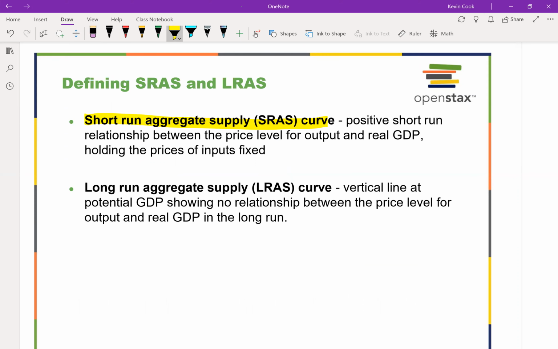On the other side, though, we have our long run aggregate supply curve. And again, this is the same thing as the potential GDP. And that's the same thing as our full employment GDP. So all three of these things are pretty much the same thing. But what a long run aggregate supply curve looks at is it's saying that what we're able to produce isn't actually dependent on the price level.